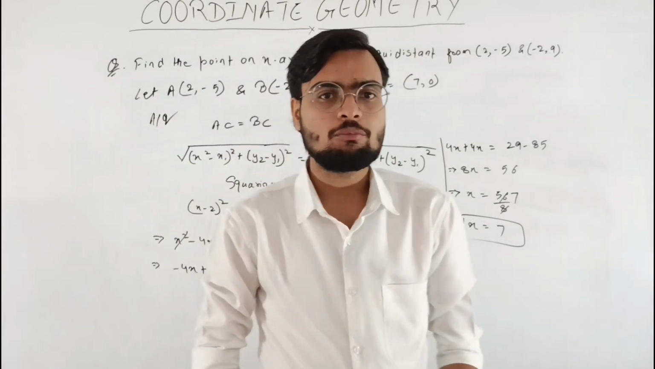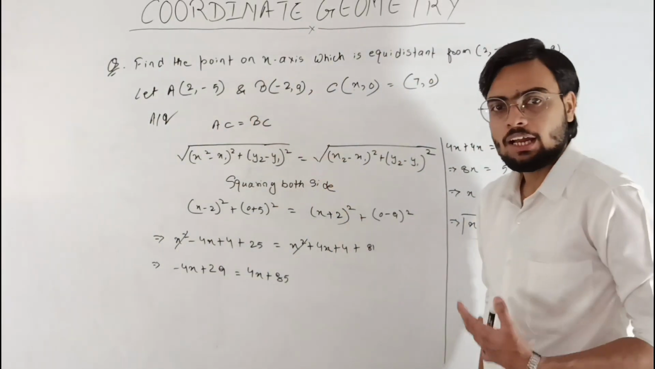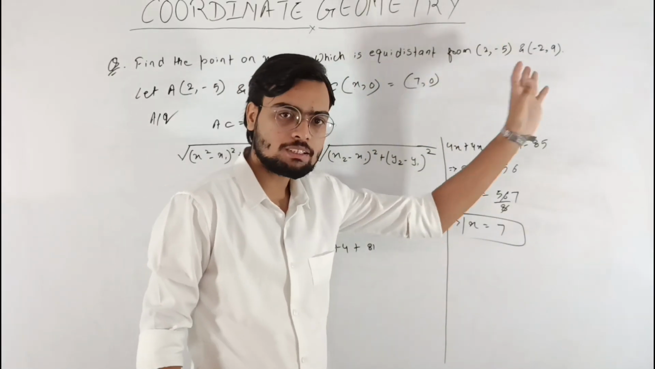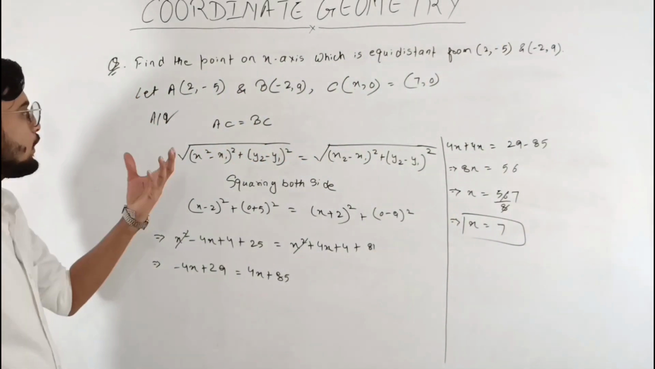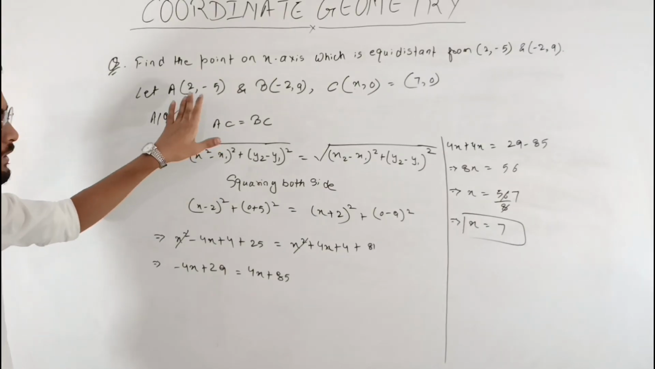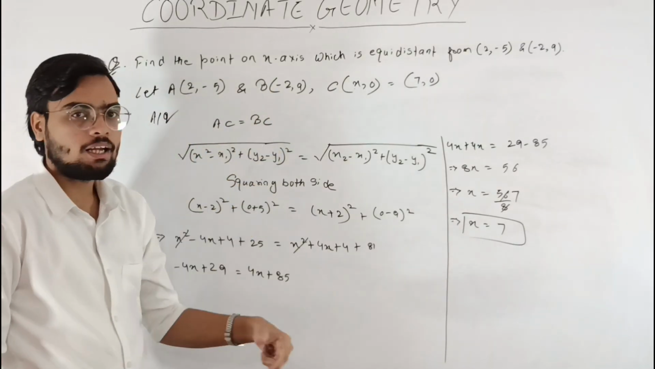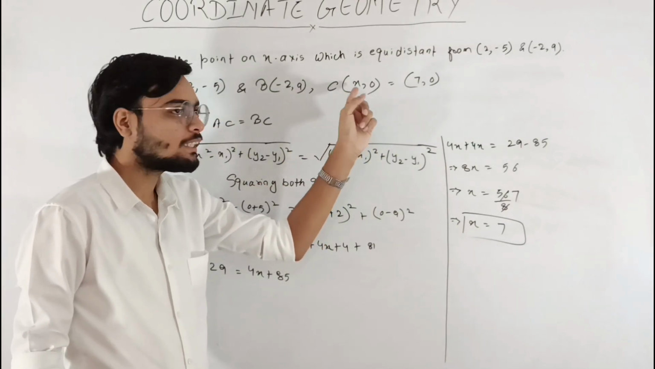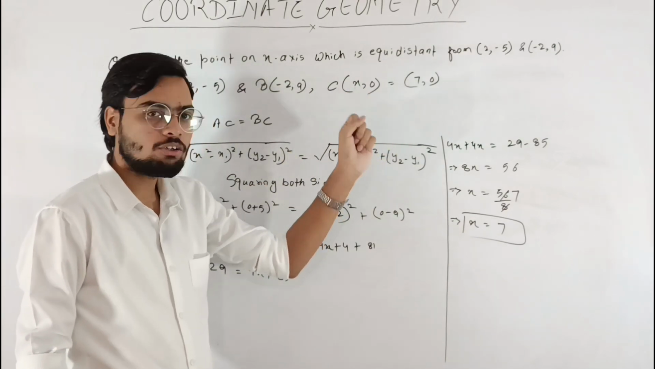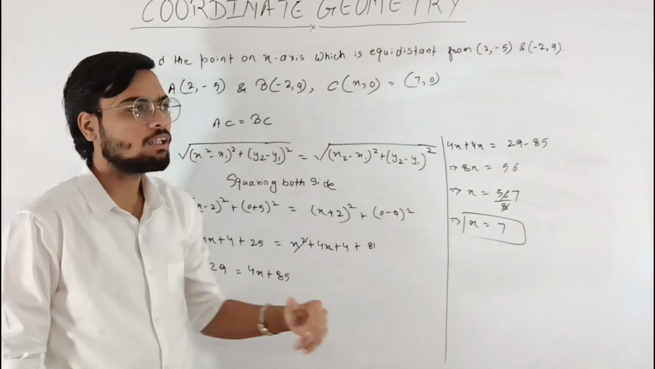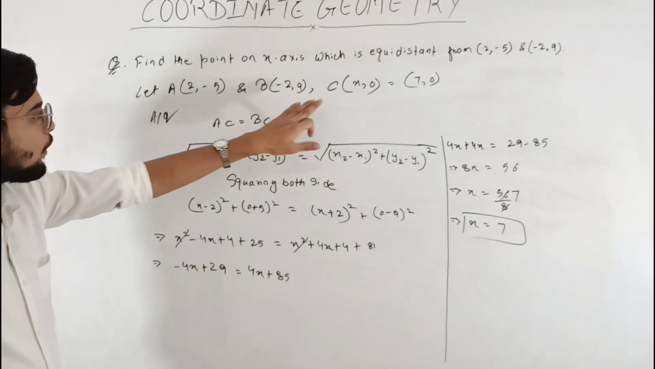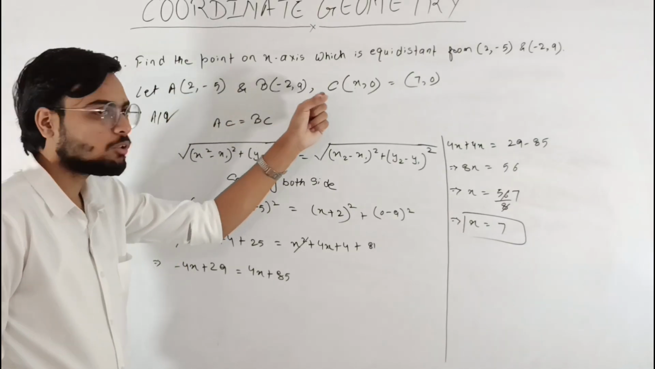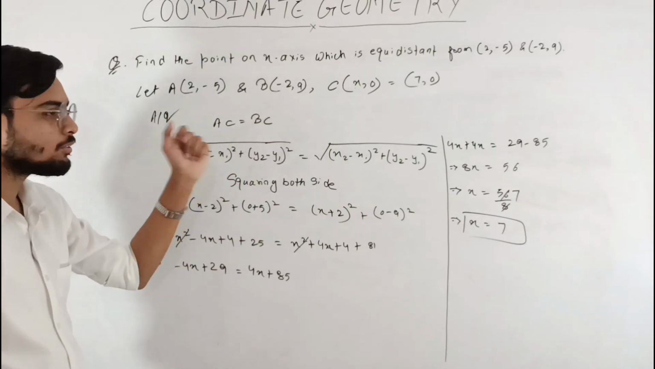We have one point which lies on x-axis, and this point is equal distance from these 2 points, 2 and minus 5 and minus 2 and 9. So first I name this point, this 2 and 5 is A, and the B is minus 2 and 9, and point C which lies on x-axis, that's why the coordinates are x and 0. At x-axis y is 0, that's why this point has coordinates only x and 0. Now the question said that this point is equal distance from these 2 points, which means distance of AC is equal to distance of BC. So I write here according to the question AC is equal to BC.